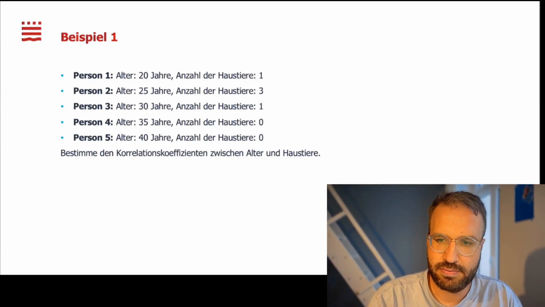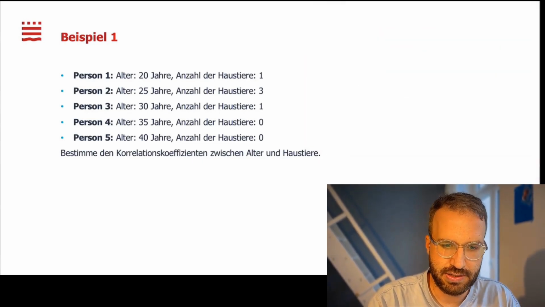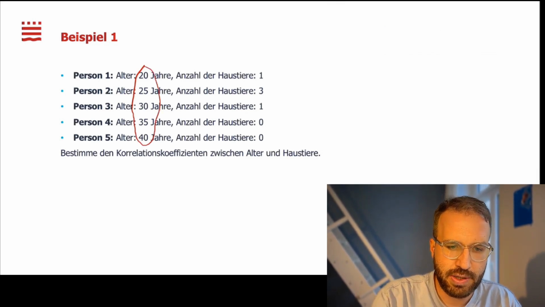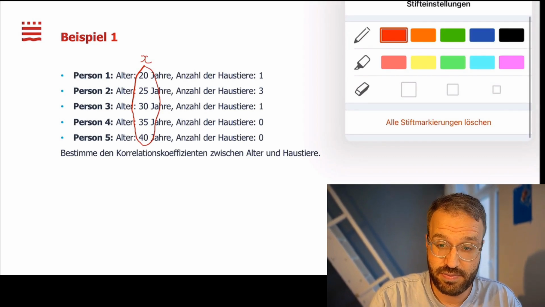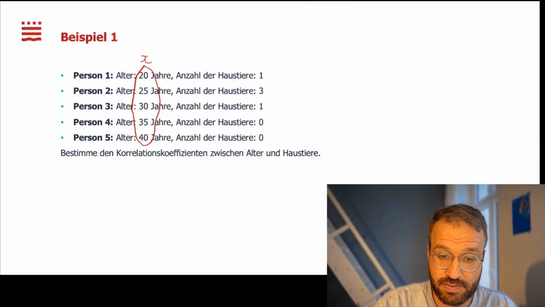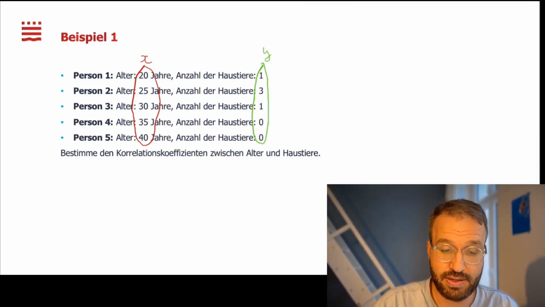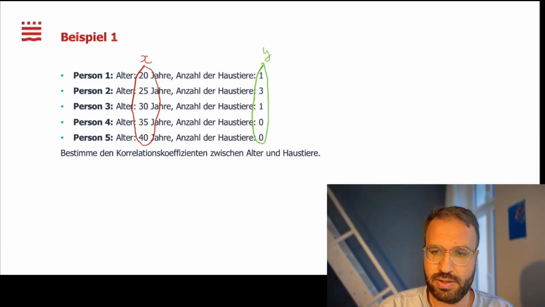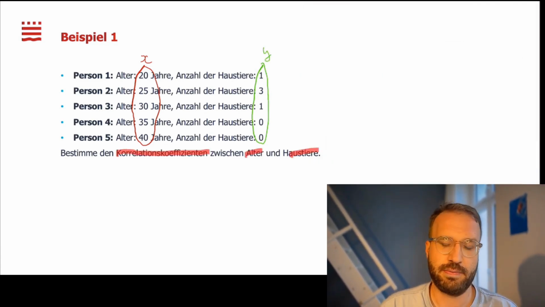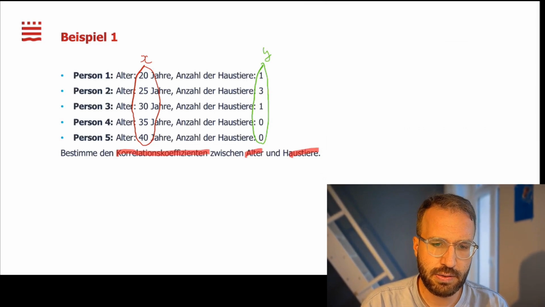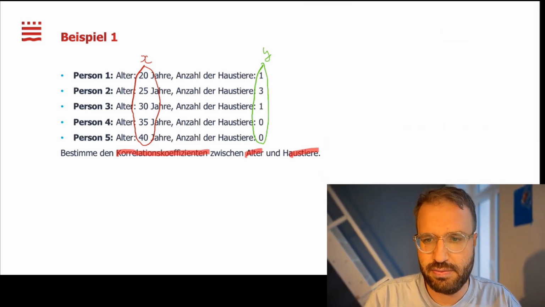We have here our people with an age, which are these numbers here. We can perhaps call them X. And then we have the corresponding pets that these people have. Let's call that Y. And we want to determine the correlation coefficient for age and pets. And what we need to do is the following.